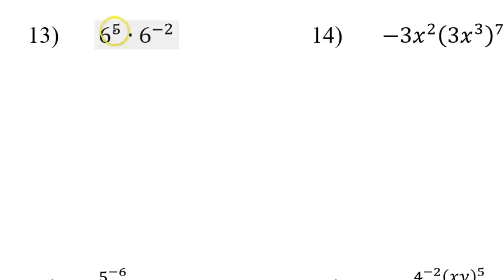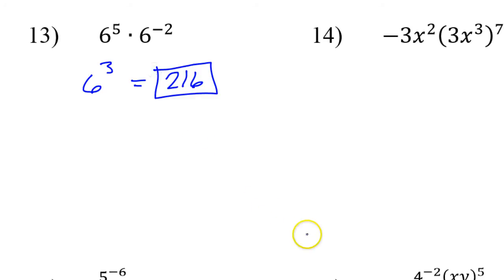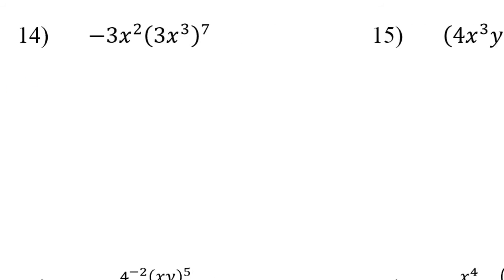What you will do when you're multiplying with exponents involved, you add the exponents. So this is going to be, if you do 5 plus negative 2, that is the third power. Now we've decided that if something is squared or cubed, we're going to go ahead and do it out. If it's fourth power or higher, we're going to leave it. So we'll go ahead and put this as 216. All right, now looking at number 14.